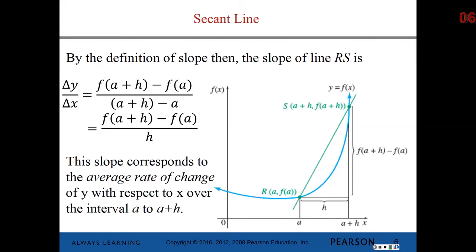Now, all of that really is just a review of what we talked about in the last section. The average rate of change is the slope of a secant line. Secant meaning that it touches the curve in 2 points, not just one. So it's the average rate of change.